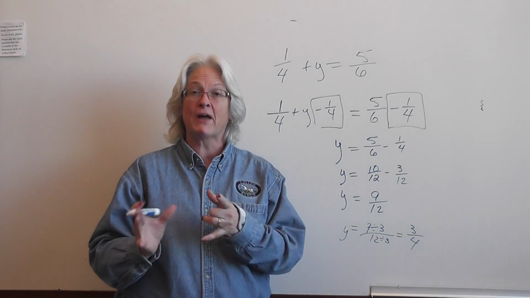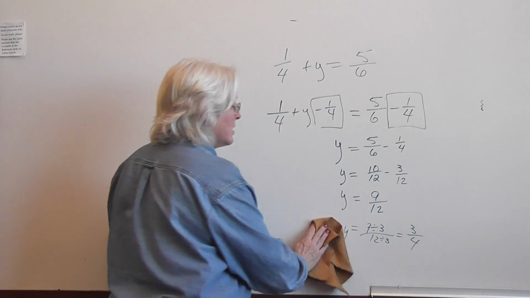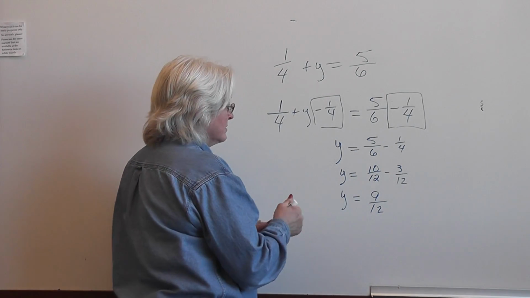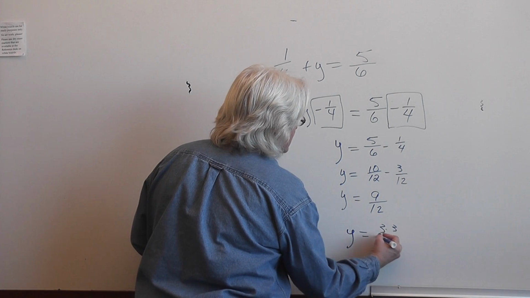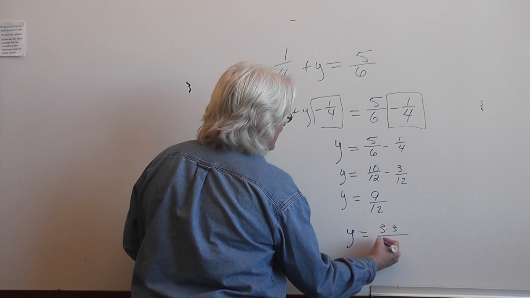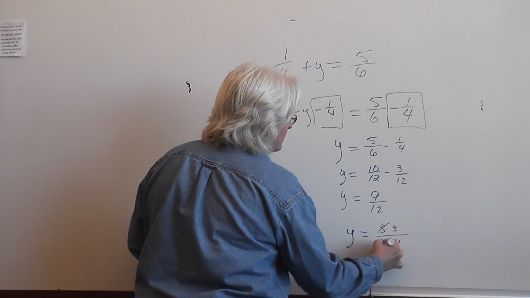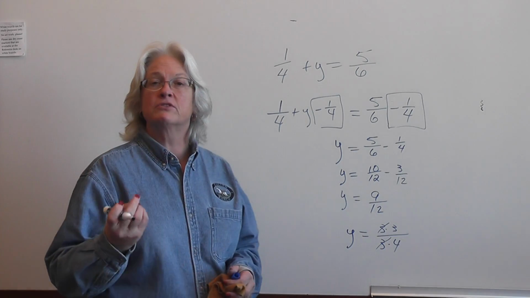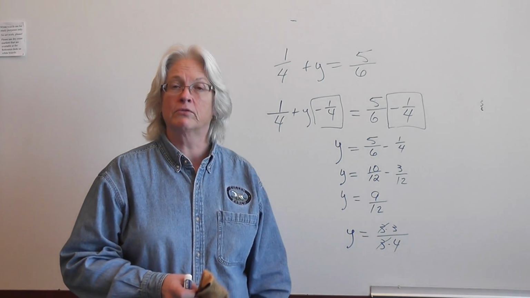Or you can factor 9 and 12, and you can cancel common factors. You could say that y is equal to 3 times 3. 9 is equal to 3 times 3. 12 is equal to 3 times 4. There's a factor of 3 in common that you can reduce. And y is equal to 3/4.